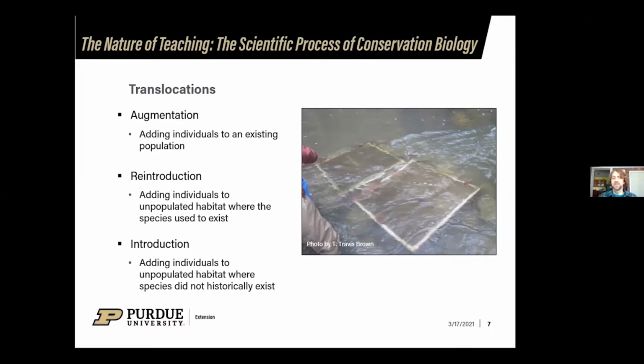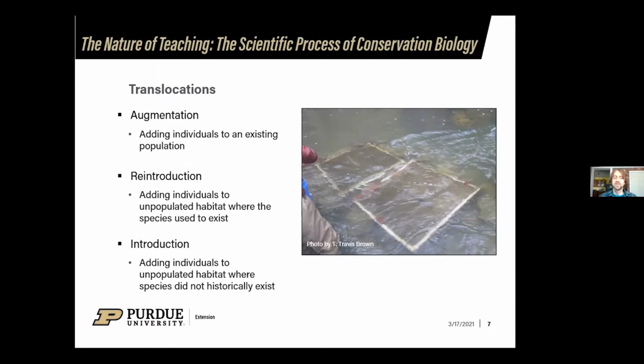There are reintroductions, which are adding individuals to unpopulated habitat that historically had them. So this would be if you have a forest that used to have a certain species of deer and they all died out, and you want to reintroduce the deer to that area.